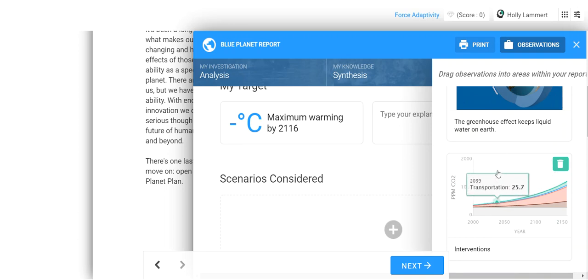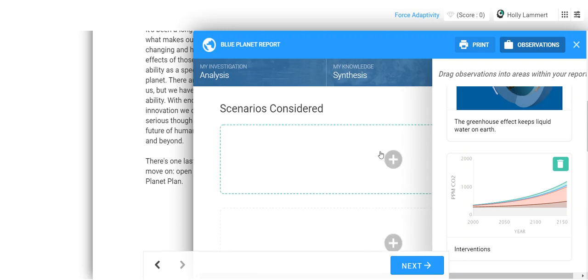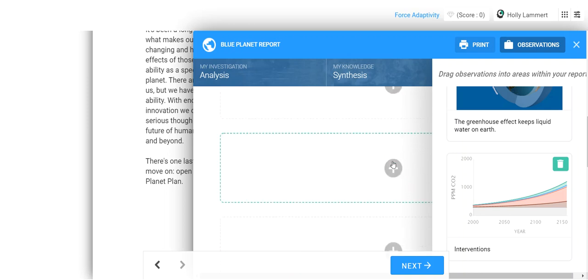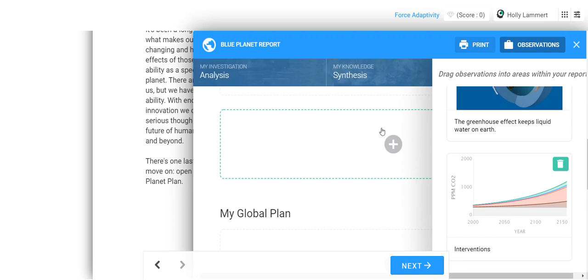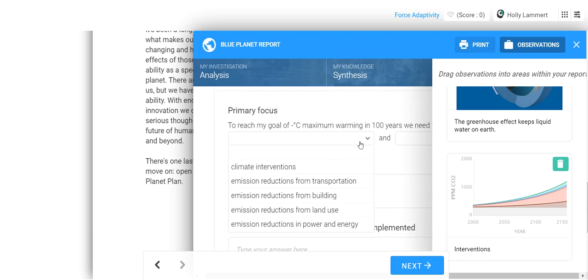Like for this, you could add this multiple times, and that would help you build different scenarios. So if you're a really big fan of hydrogen fuel cell cars, that's like a scenario you've considered here. If you're a big fan of planting trees, maybe right here. If you're a big fan of using nuclear energy, there you go. And then your global plan you would add in here. And then your primary focus. What are you going to look at?